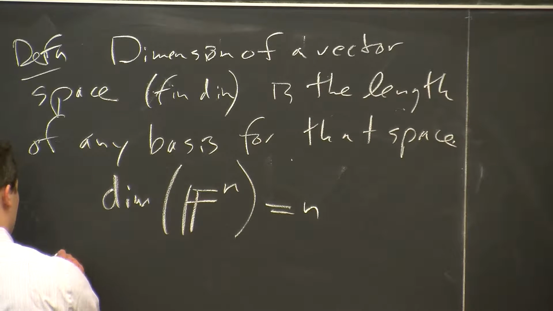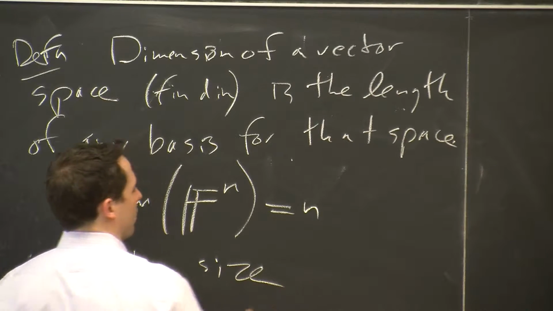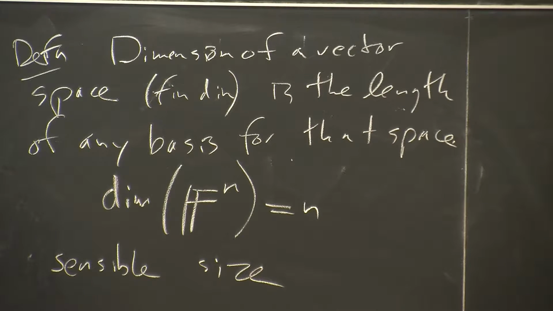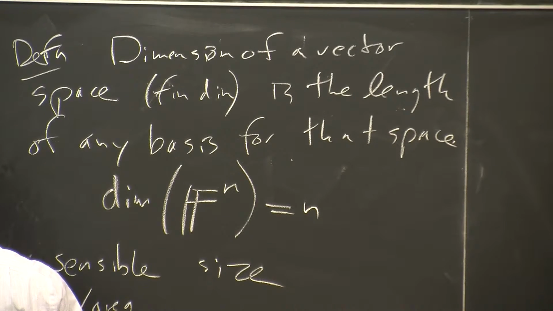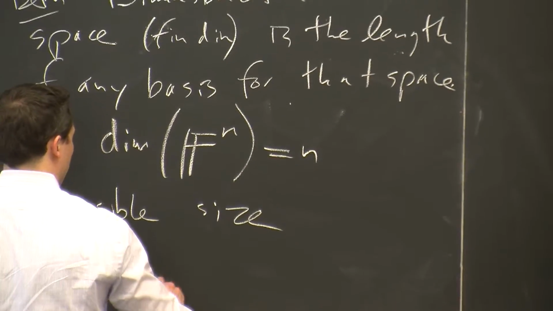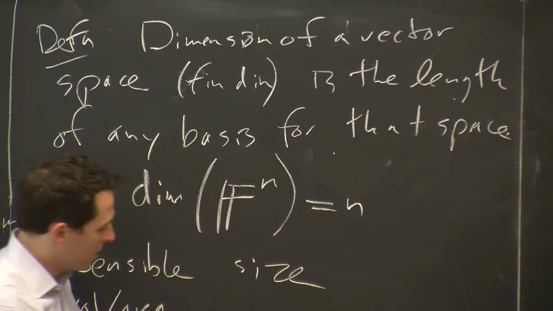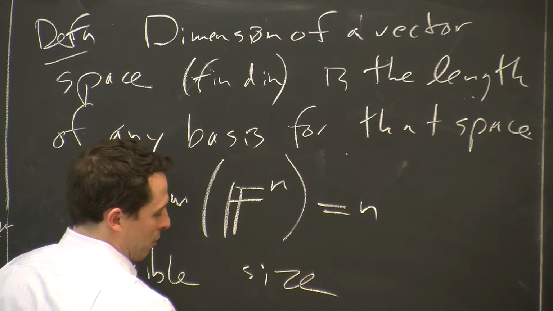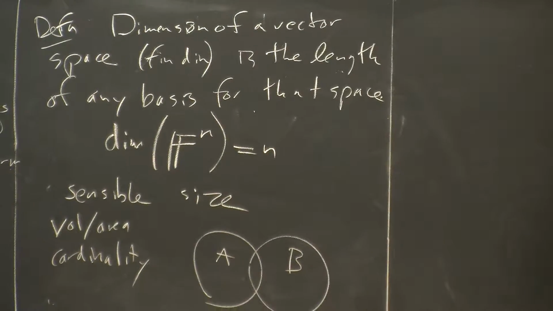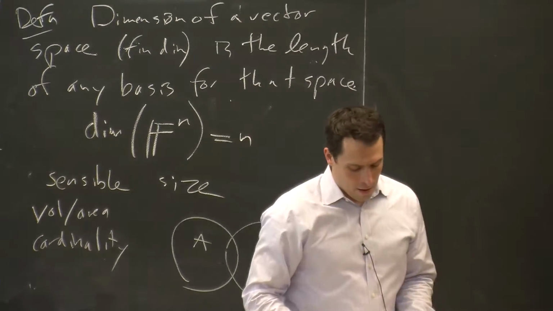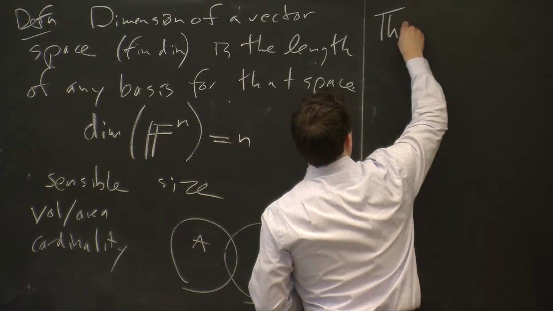And the last thing that we wanted was that it was a sensible size. It behaved like volume or area. It behaved like cardinality in the sense that we could use this inclusion-exclusion type principle. If I had two spaces to measure the dimension, I should hope to be able to measure the dimension of A, add the dimension of B, and subtract the overlap, like we did for area and for volume. And so that's for cardinality, and that's the theorem that I want to give the proof of.